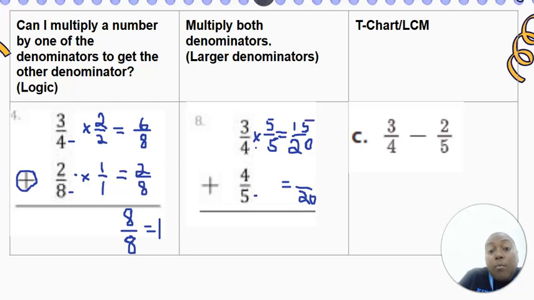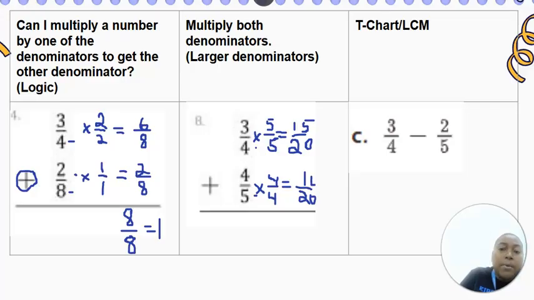Same thing with our denominator of 5. What do we know about when we multiply 5 times what will give us 20? Well, the opposite denominator is up here, which is 4. So 5 times 4 will give us 20. Whatever I do at the bottom, I also do at the top. 4 times 4 equals 16.